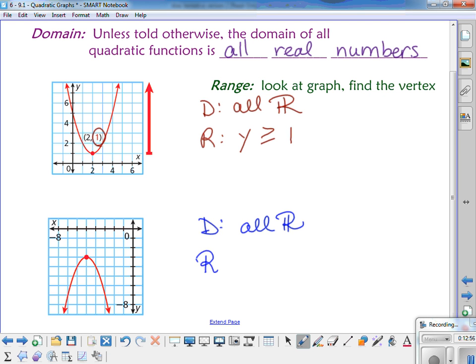And this time, it's going down. So do you think it's going to be y is greater than or y is less than? Right, it's going to be y is less than or equal to, because the vertex is included in it. So we also have to include the vertex. So if I look over here and see what this point is, it's -5, -3. So what's the most y is ever going to be? -3. Okay? Any questions there?